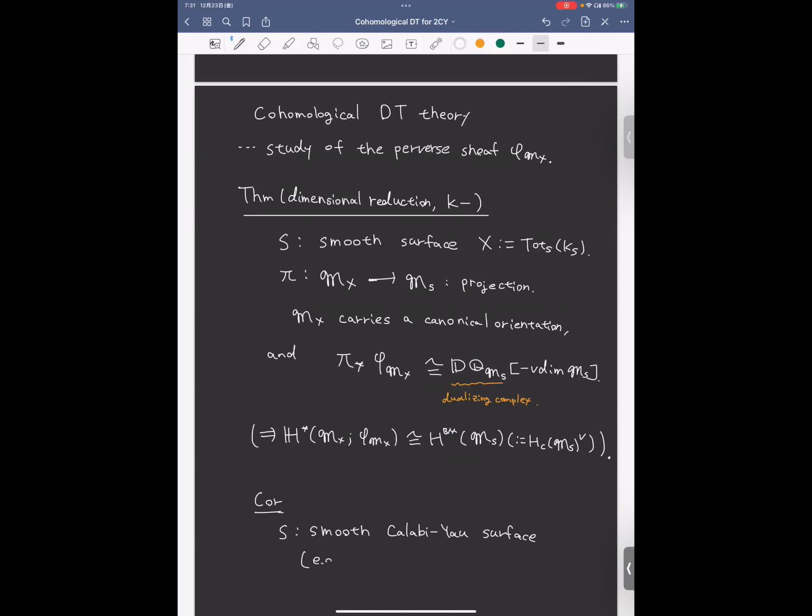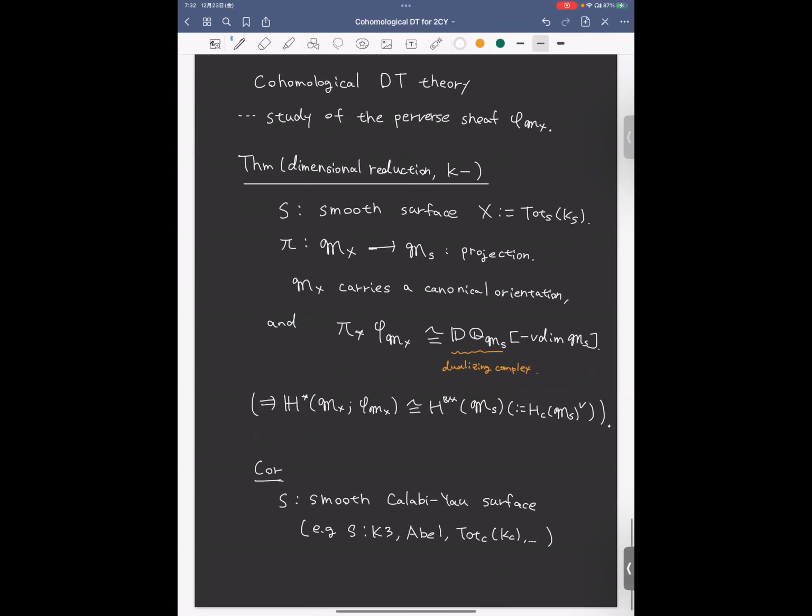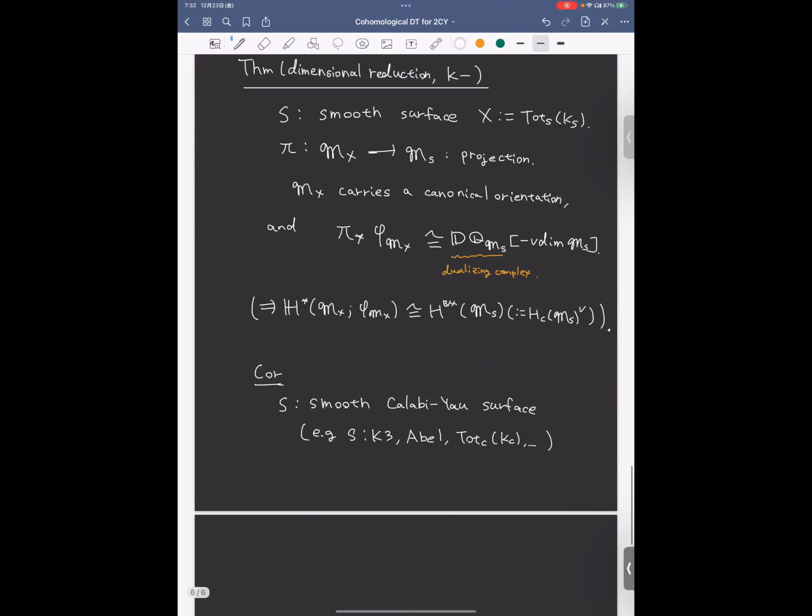Such as K3 surface or abelian surface, or the total space of the cotangent bundle on the Riemann surface, which corresponds to the Higgs bundle case. Okay. And we fix an ample divisor on S.